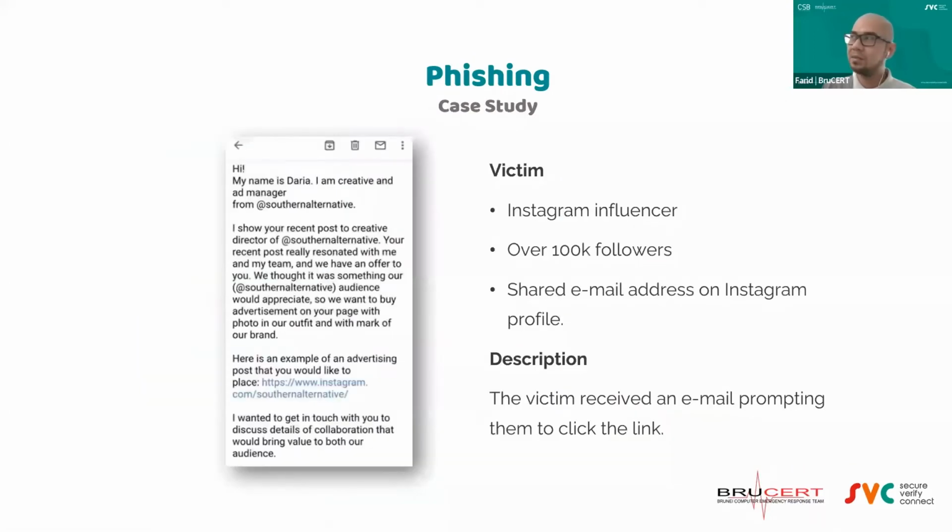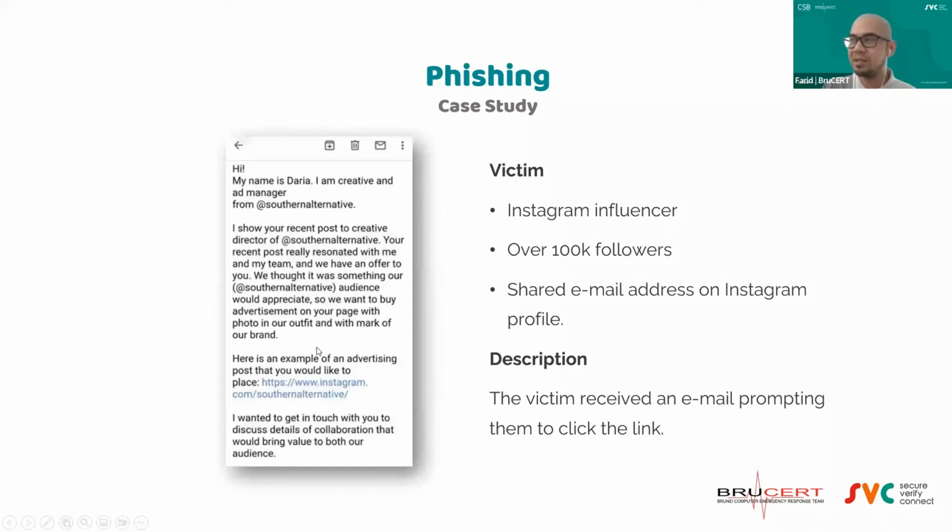And then the next, we'll proceed to a case study that we managed to share, where an Instagram influencer received an email impersonating a creative and advert manager, offering to buy some sort of advertisement from the influencer page or even photos by prompting them to click a link. As you can see, there is a link given, www.instagram.com/southern alternative. So this is actually the email being crafted to the Instagram influencer.